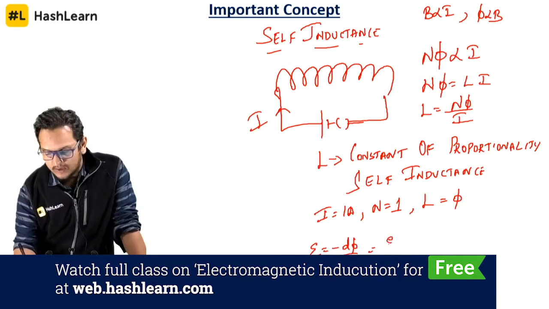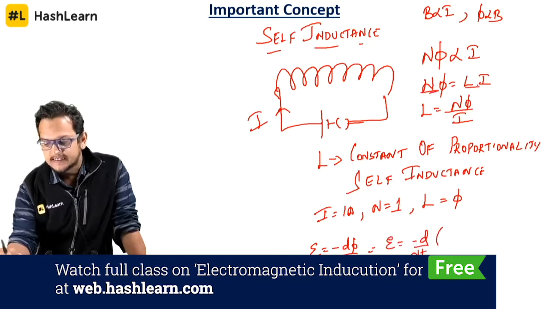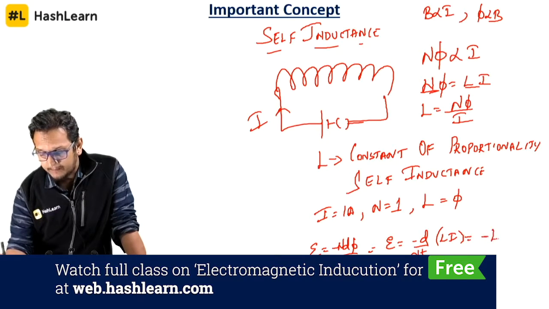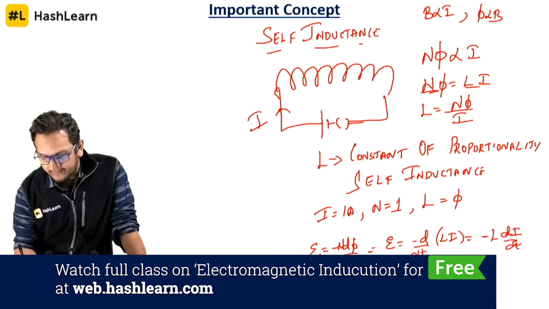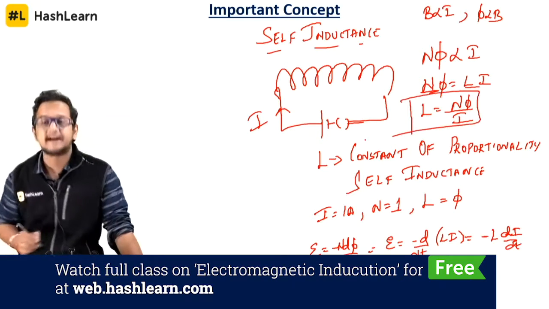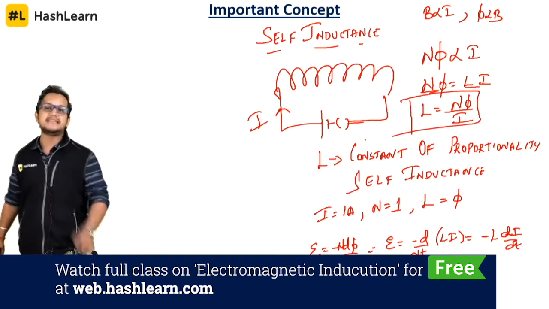dt, which is equal to E equals minus d by dt of N phi, which is equal to L I. So if you take for N turns, L into I, it is equal to minus L times dI by dt. So the EMF induced is equal to minus L dI by dt. So this is a very important expression for the induced EMF.